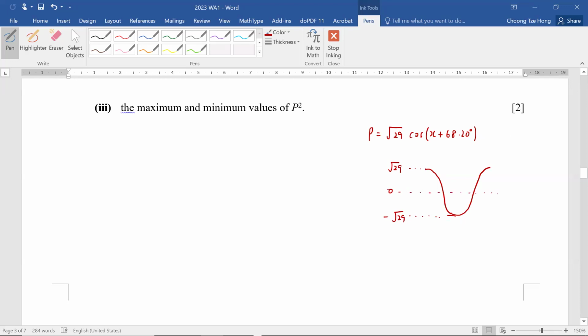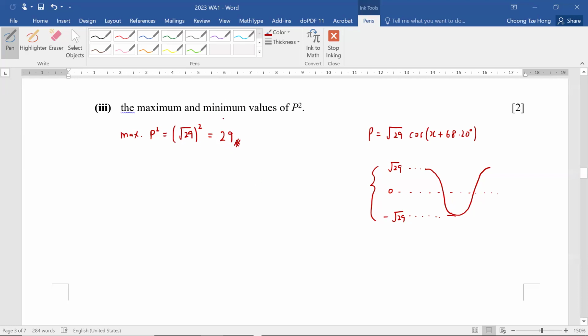Based on these values, we can select any value of p from negative square root 29 to positive square root 29. Now they want p squared, so which value, when I select and square it, will give the maximum p squared? That will be quite obvious. You can select two values: either square root 29 or negative square root 29, and you square. Both those answers will give us the maximum value of 29.